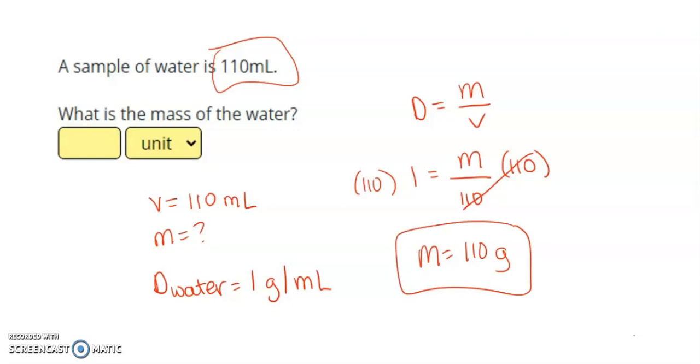So either way you solve this. So for density, remember, you can use 1 gram per milliliter. So you can just look at it and solve it, or you can use algebra. Either way, you're going to get 110 grams as the mass.